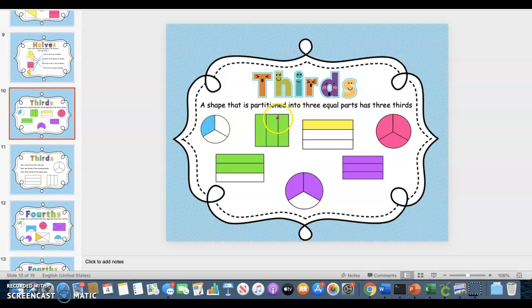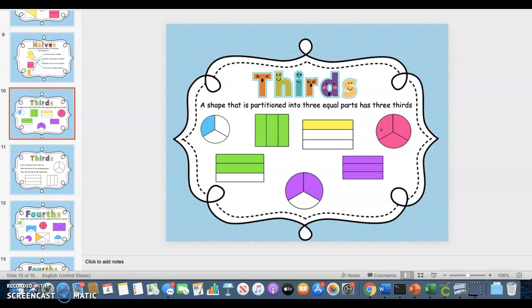Let's look at this square. This square has been broken up into thirds. It has 3 equal parts. How many thirds are shaded? Yeah, 3/3 of this square are shaded. Now let's look at this rectangle. This rectangle has been partitioned into thirds. How many thirds are shaded? Yeah, only one of the 3 parts are shaded. 1/3 is shaded.